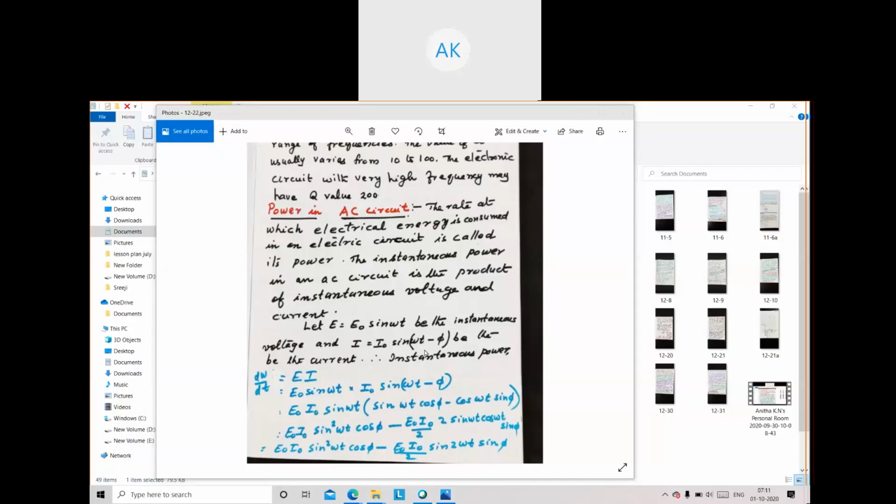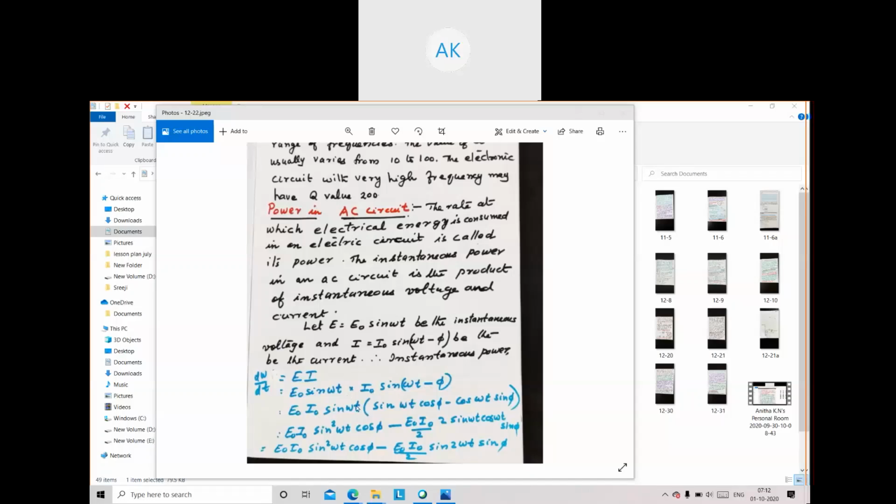(omega t minus phi). In our derivation, we have seen voltage is leading, our current is lagging by a phase angle phi. Yesterday we discussed that current is lagging in an inductance dominated circuit. So dW by dt, the rate at which work is done by the electrical energy, that is power, equal to EI. So E is substituted as E0 sin omega t, I is substituted as I0 sin(omega t minus phi).